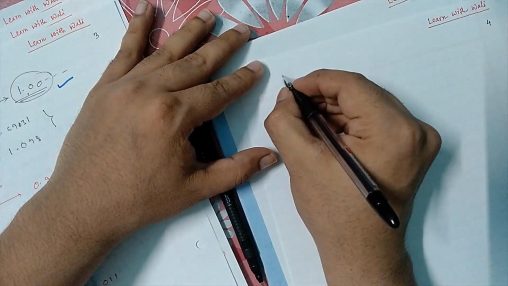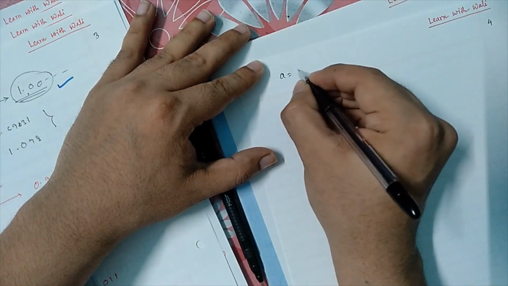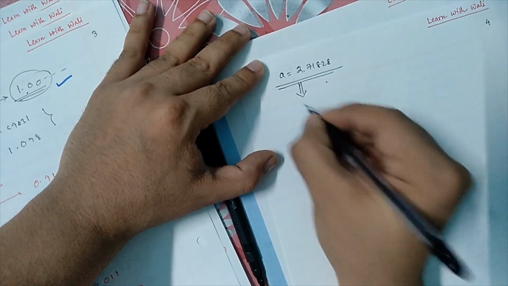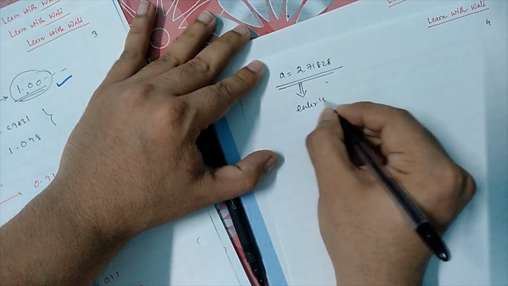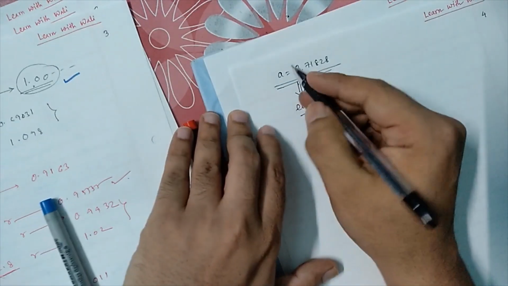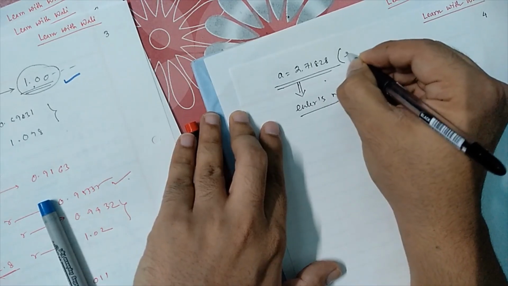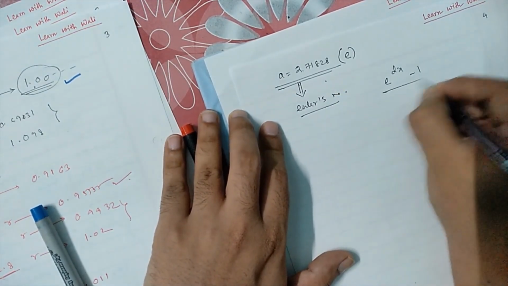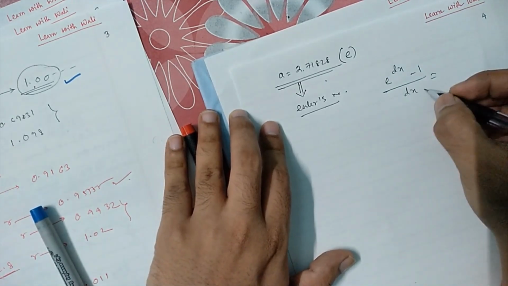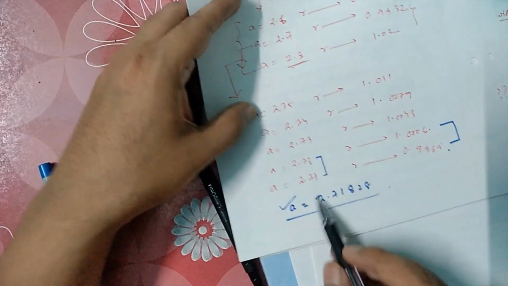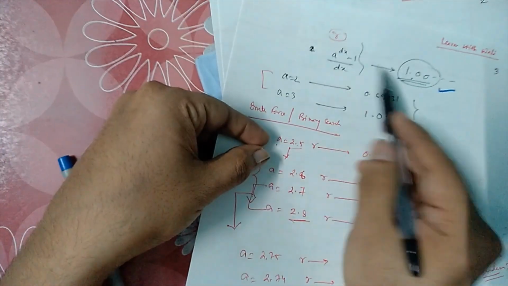Suppose we name this 2.71828 as Euler's number, and denote it by e. So (e to the power dx minus 1) by dx, this will be how much? 1, obviously, because here we find that for a equal to this value, r tends to 1.